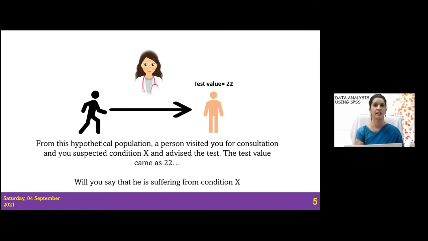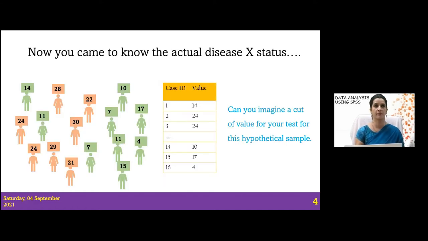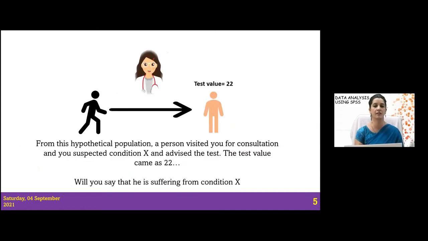So Praveen is writing not suffering as value is more than 20. But Praveen, we decided here, based on this hypothetical, actually this is a hypothetical example, that a person who has got a score of more than 20, you can see all the persons have got more than 20 score and they actually have got the disease. So a person who has got more than 20, that particular value of the test, I can say that he is having the disease.